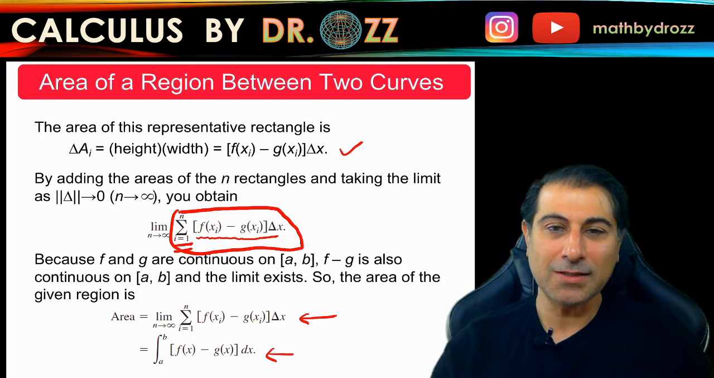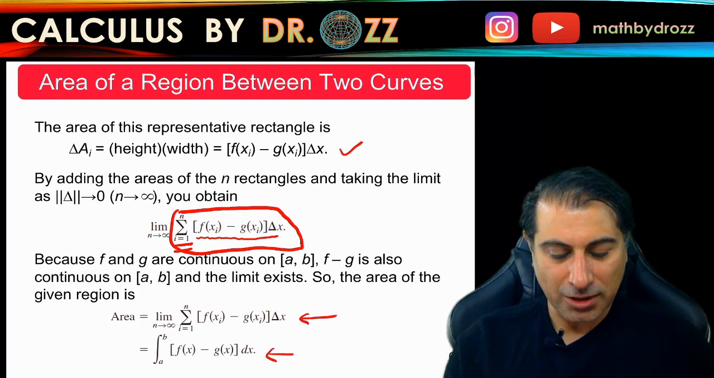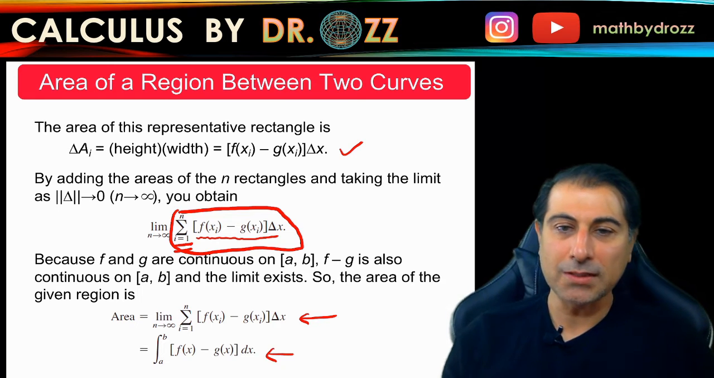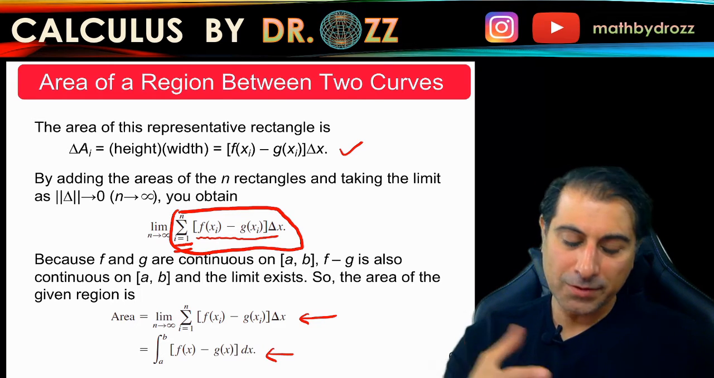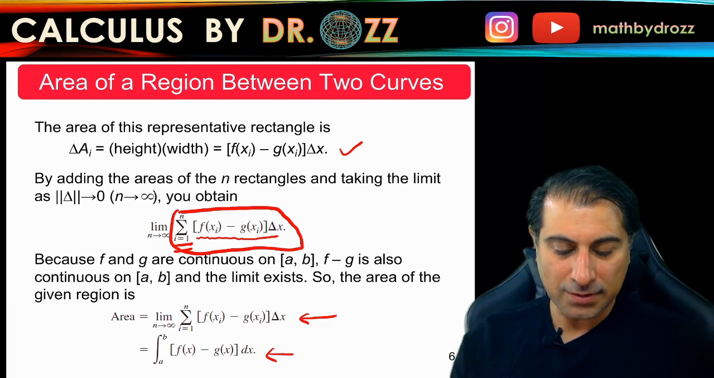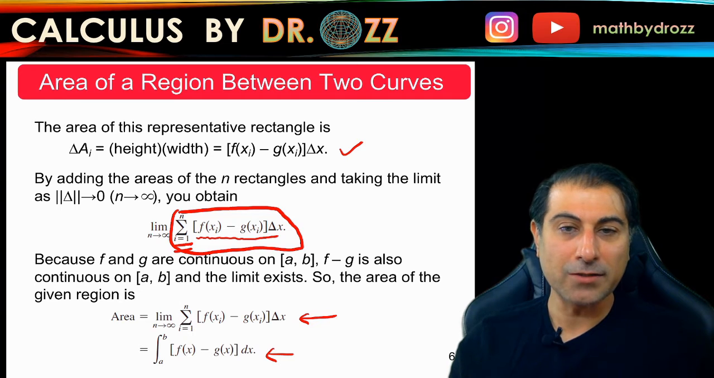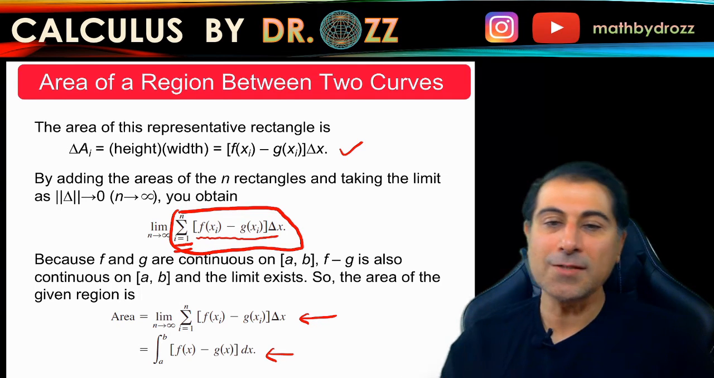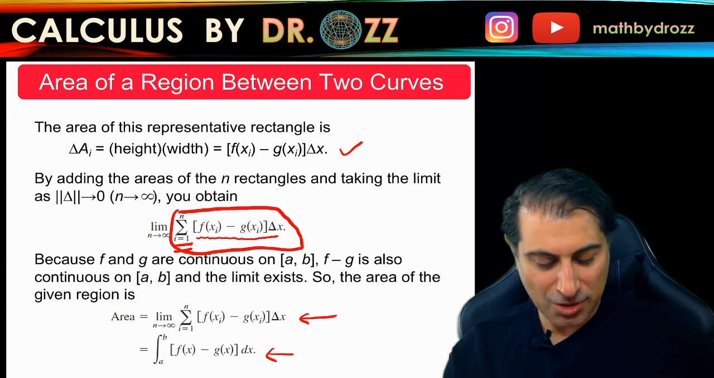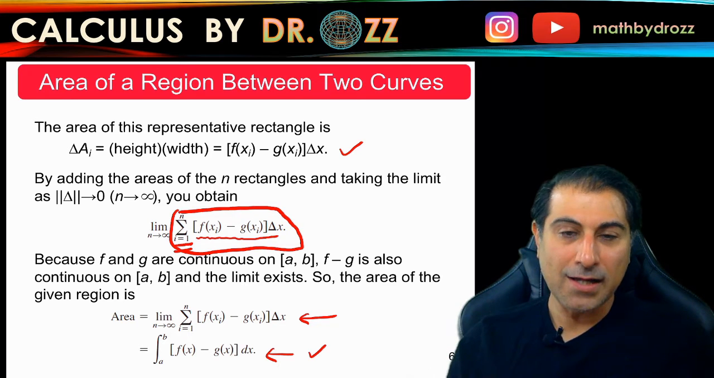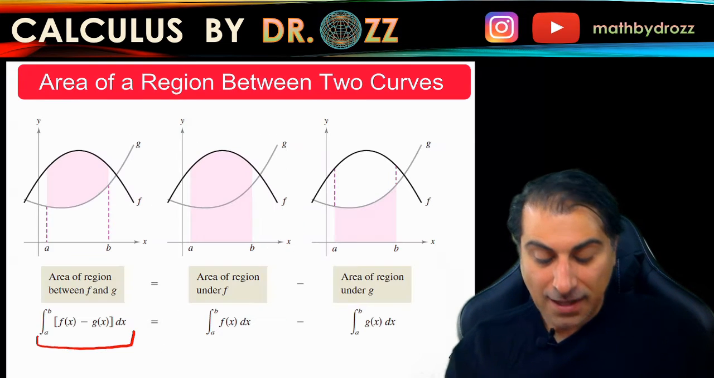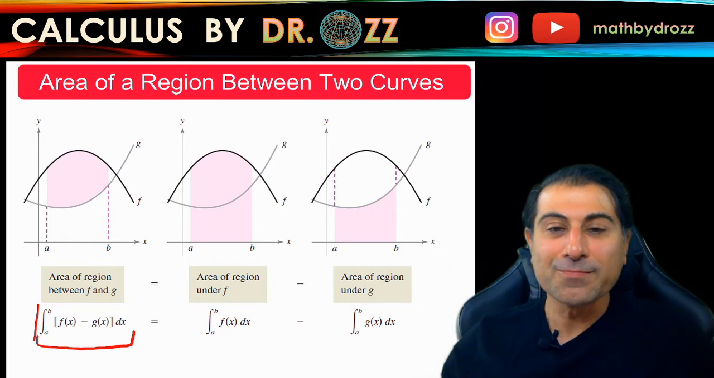So please try to understand this whole logic here, that we always start with a representative rectangle, and then for the purpose of this example, we're talking about the area. So we calculated the area of representative rectangles, took the sum and passed the limit. So then this formula is the formula, in fact, we got right here.